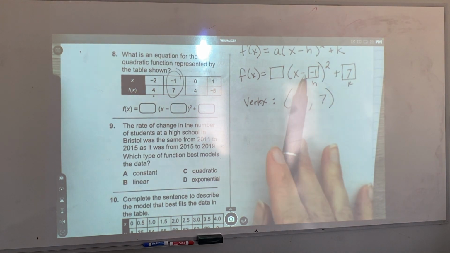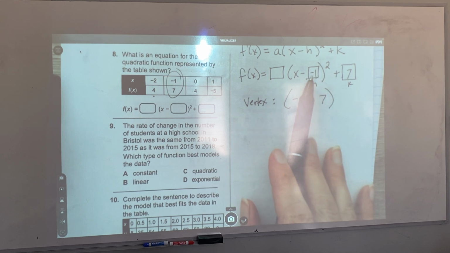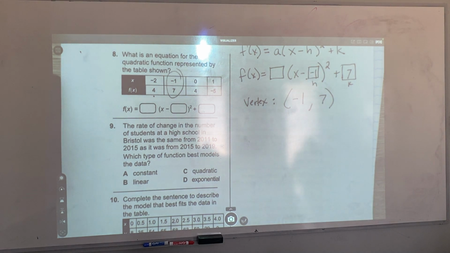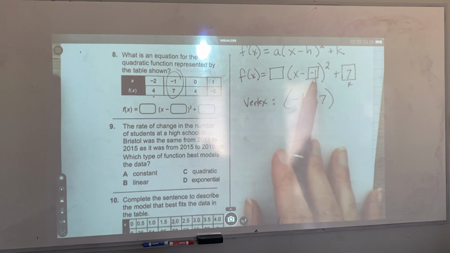Now, you might notice that if it's X minus -1, shouldn't that be X plus 1? You have to change the sign, because earlier, before you turn it into a vertex form, you take the sign out. So if this is X minus -1, if I were to simplify it, it would simply be X plus 1.